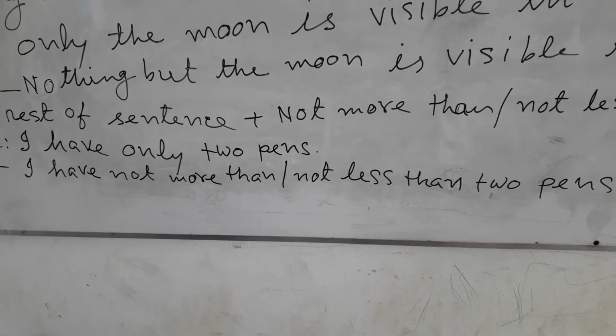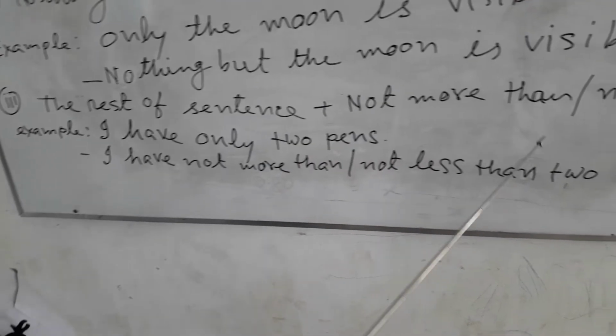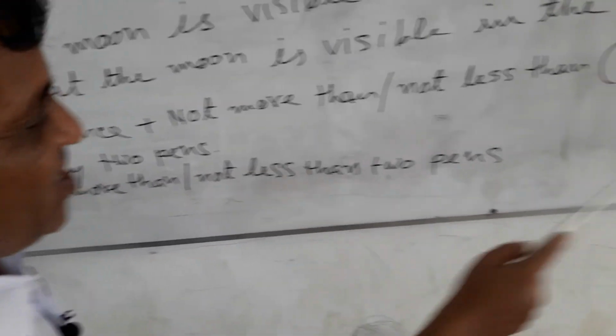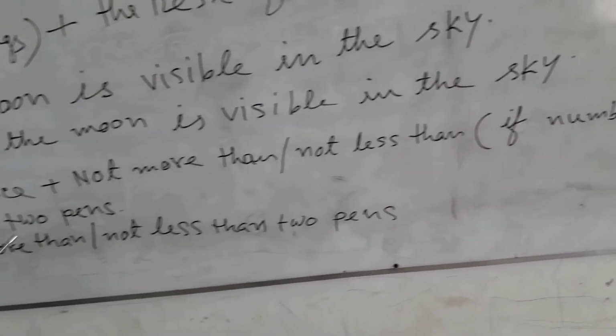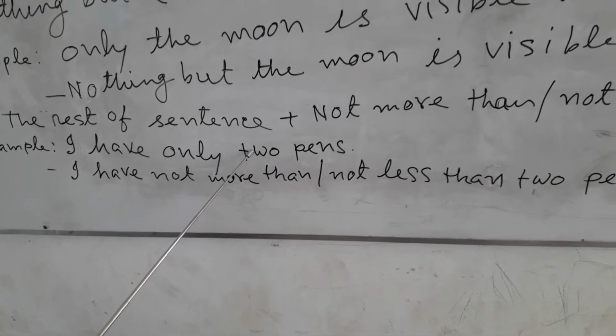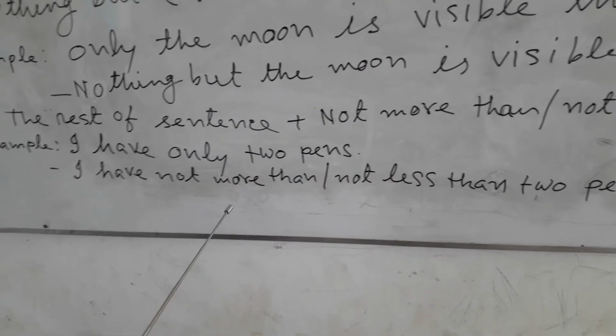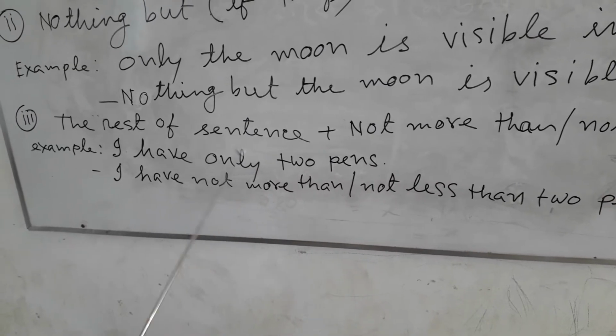Here we notice that only indicates number or age. Only indicates 2 pens. 2 pens means number. 2 pens expresses number. So we use not more than or not less than in place of only.